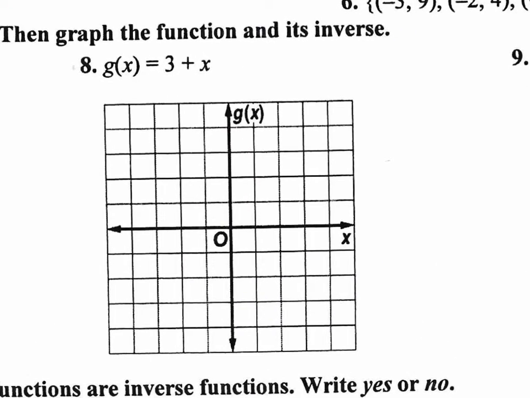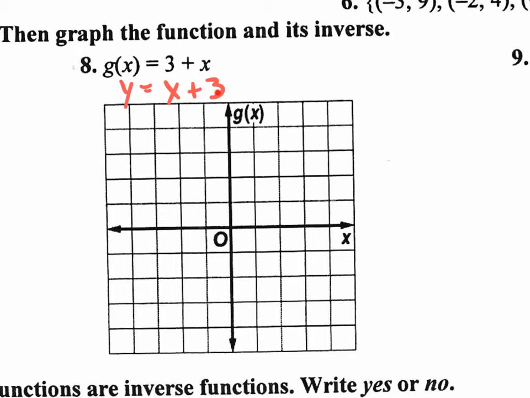So we need to graph the function and its inverse. So how the heck would we graph g of x equals 3 plus x? Well, g of x is really the same thing as y. And instead of saying 3 plus x, let's say x plus 3. That way it looks like it's in slope-intercept form from Algebra 1. Remember, it crosses at 3, and my slope is up 1 over 1. You guys remember that? Okay, if you don't, you guys need to go back to Algebra 1.